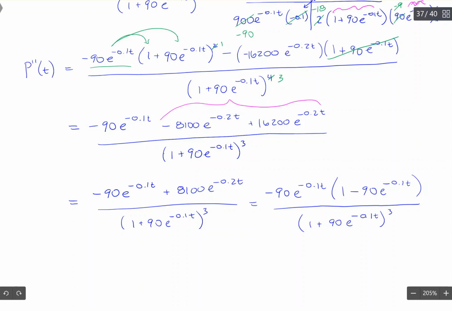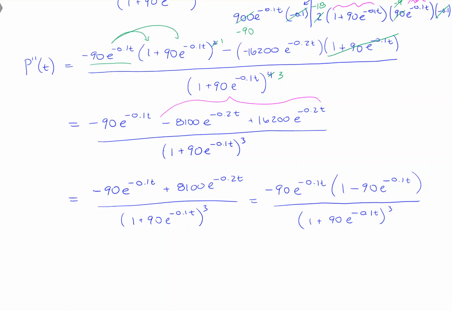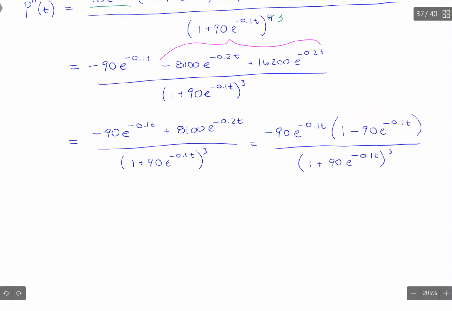And there we go. That is our second derivative. Now, finding the second derivative was only half the battle. What I need to do next is determine where this thing has inflection points. And inflection points occur where the second derivative is equal to 0.